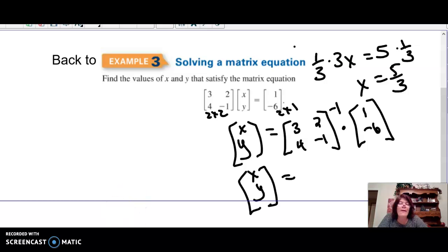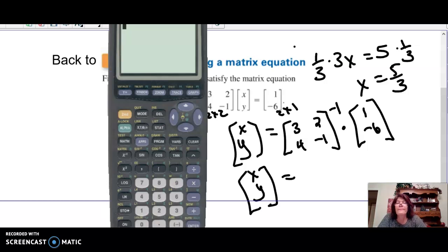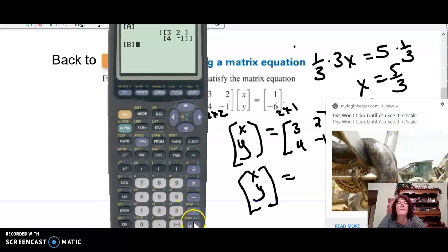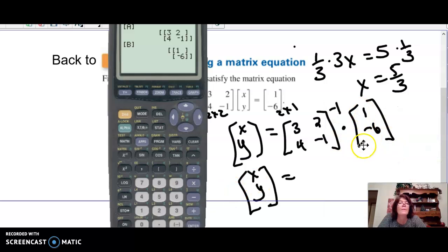I already put this in my calculator. So in other words, my matrix A, if you want to look at it, is 3, 2, 4, negative 1. That's this one. My matrix B is 1, negative 6. Which is this one.